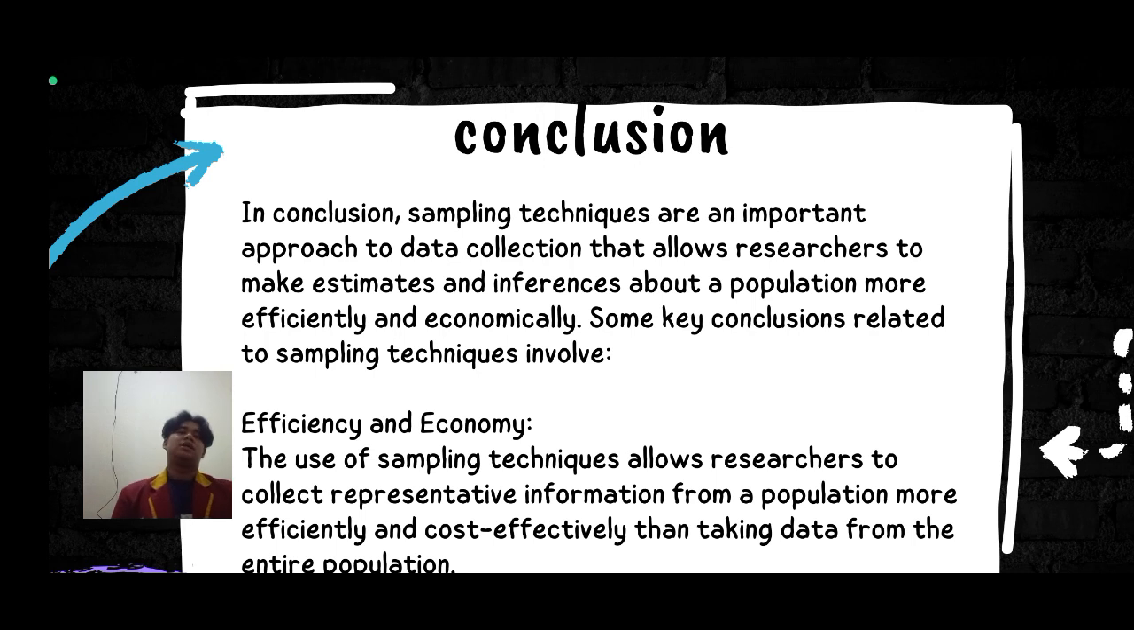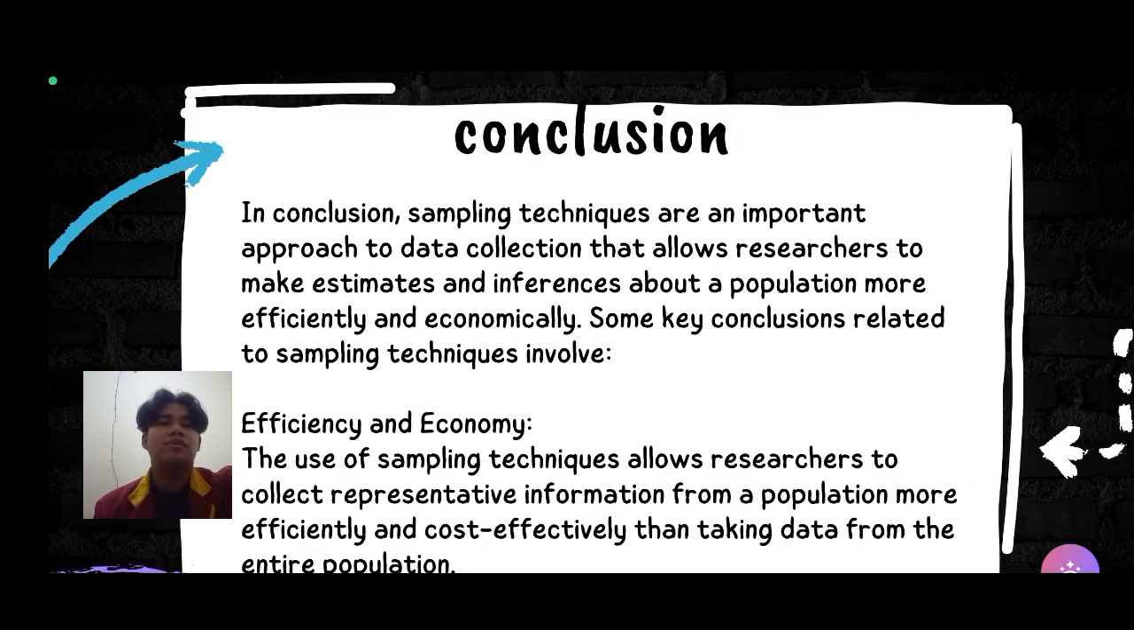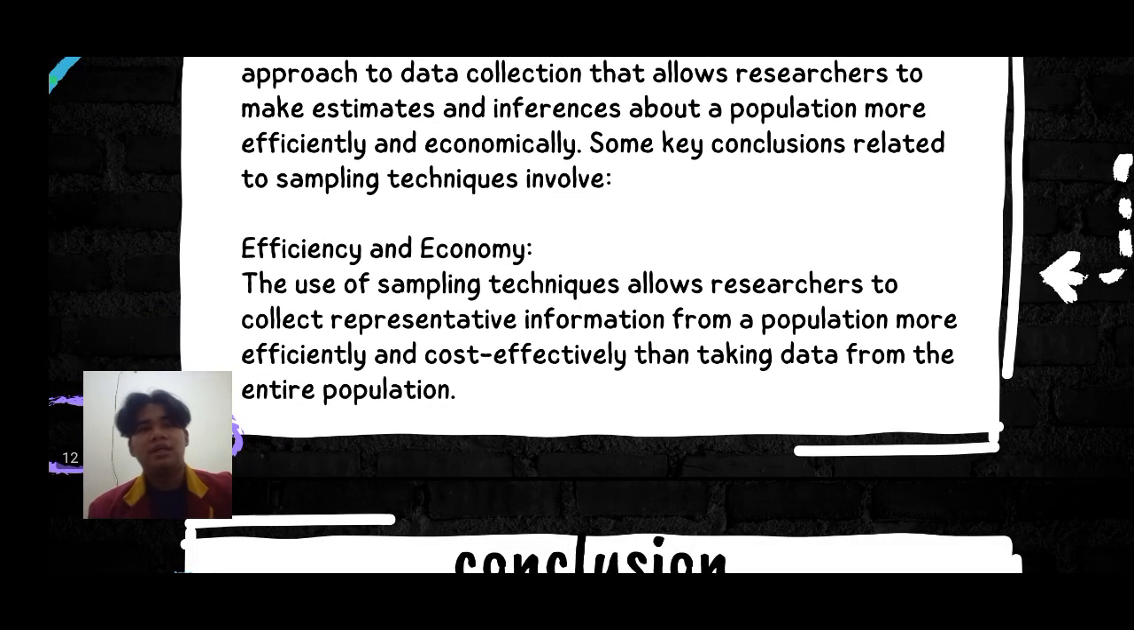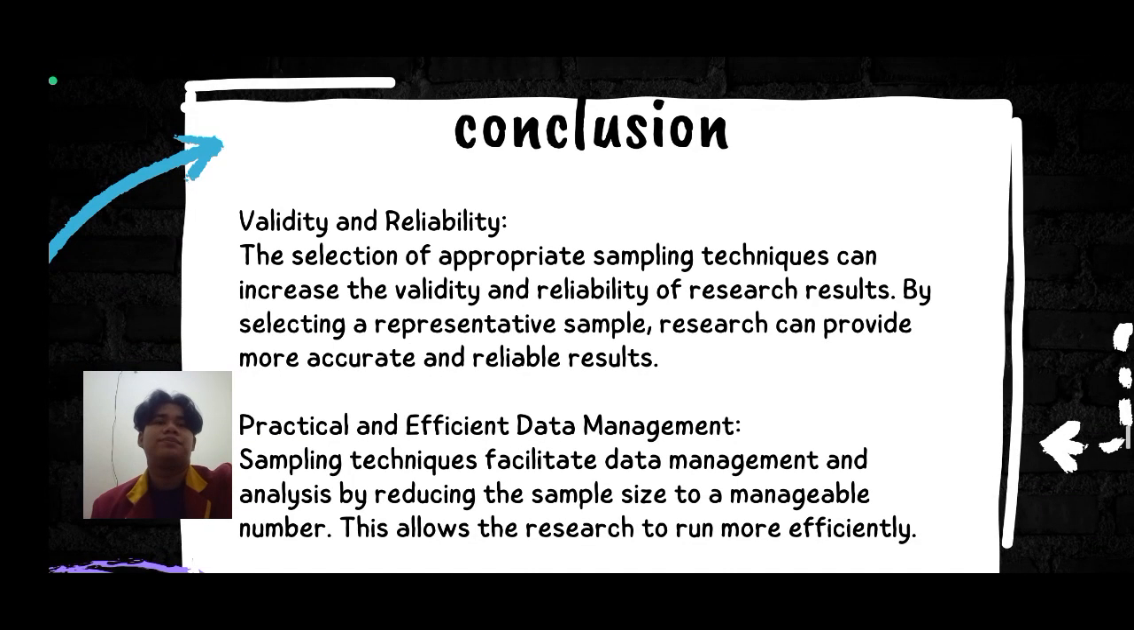The conclusion. In conclusion, sampling techniques are an important approach to data collection that allow research to make estimates and inference about a population more efficiently and economically. Some key conclusions related to sampling technique involve efficiency and economy. The use of sampling technique allow research to collect representative information from a population more efficiently and cost effectively than taking data from the entire population.